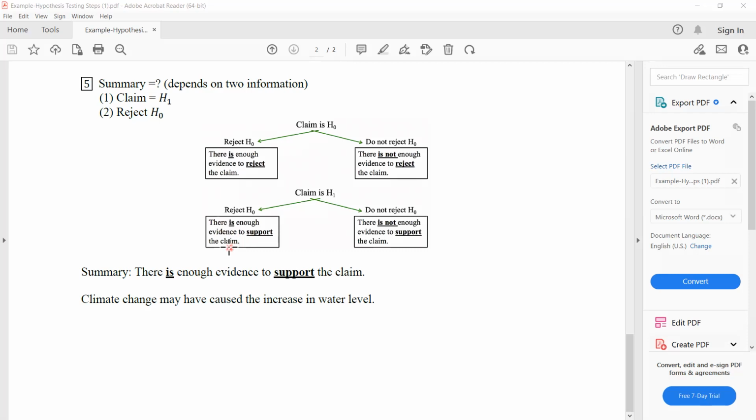Now, remember, what were they claiming? They were claiming that the water level in Hudson Bay had increased. You don't have to write that, but I'm just trying to help you remember what the problem was about. So the statistical test did show that the water level had increased. There is enough evidence to support the claim. And if you remember, there was an additional question: why might the water level have increased? I just put climate change may have caused the increase in water level. And that's it for question 1.